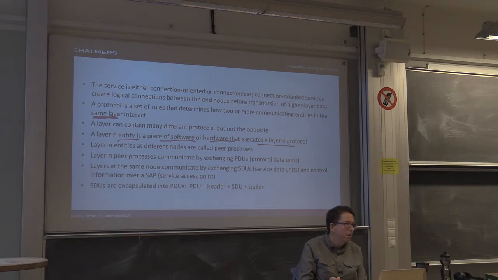Okay. So here, this is actually the point I made earlier. If we look at the same node, data goes vertically in the stack, right? And it goes through this service access point, which is the interface between 2 layers. And over the interface goes the data, the service data unit, and this control information, addresses and so forth. Okay, and that goes over this service access point. Service data units are encapsulated into PDUs. So a PDU is a header, a service data unit, and possibly a trailer. Okay.